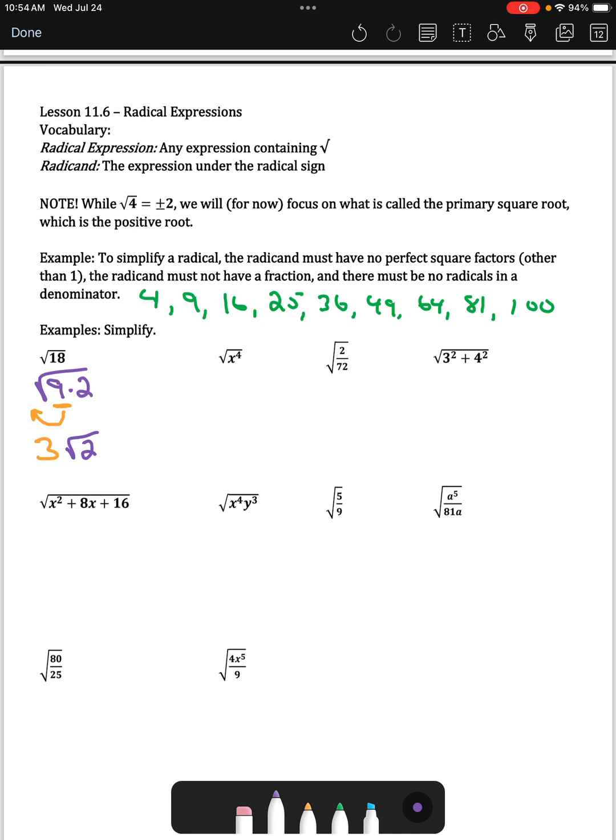3 root 2 is the simplified form of root 18. So with numbers, this list is going to be your most useful asset. With variables, it's actually quite simple. I'm just going to actually write this down. Even exponents are perfect squares. Any even exponent is a perfect square.